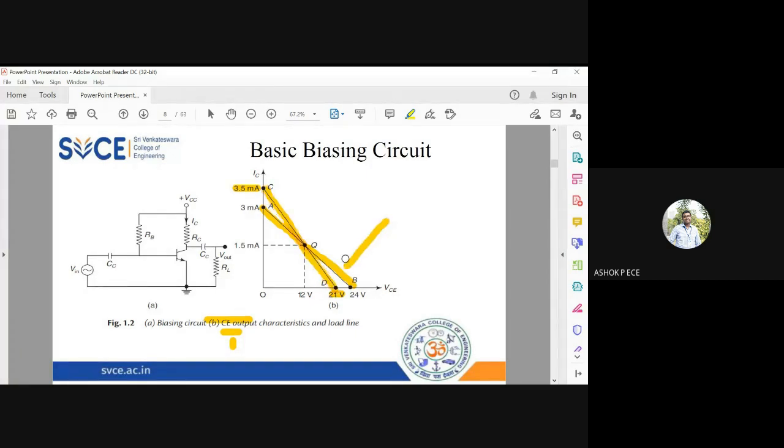So the line containing 24 volt is going to be your DC load line, and the line containing 21 volt is going to be your AC load line. And as we said, both these two lines will meet exactly in one point. That is going to be the operating point of your transistor. So mathematically also you can verify. If you write the equation for this line, this will definitely pass through this point.